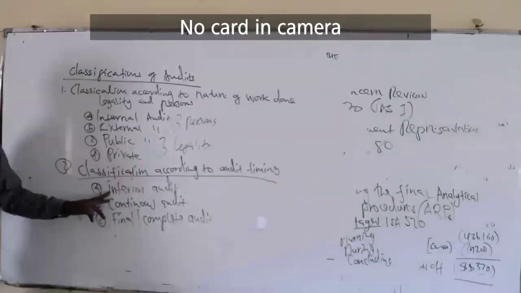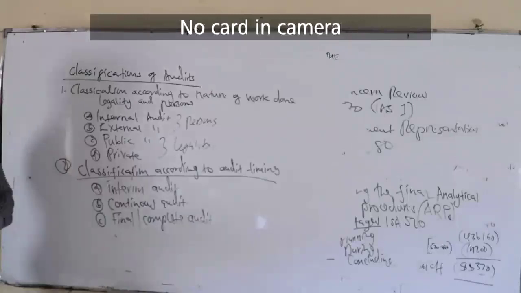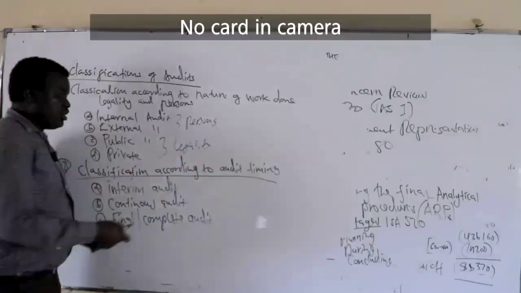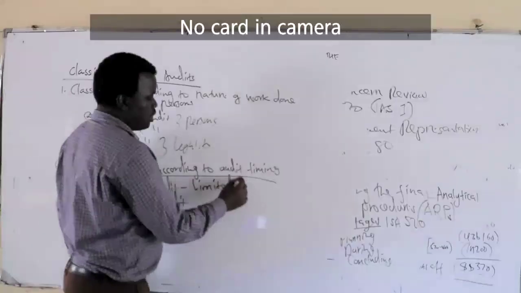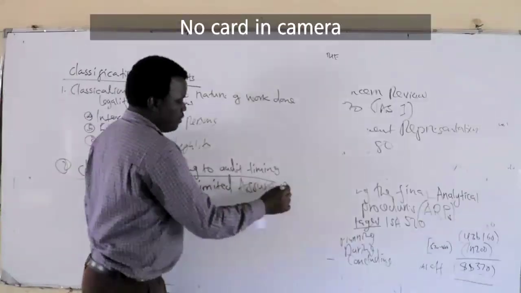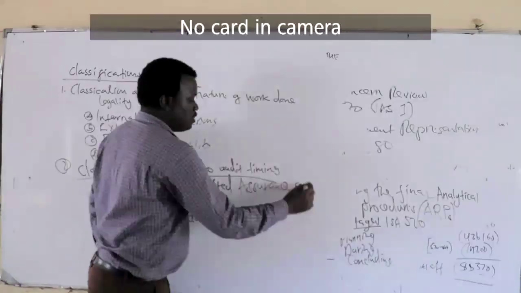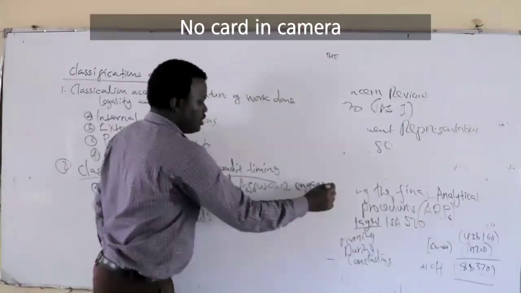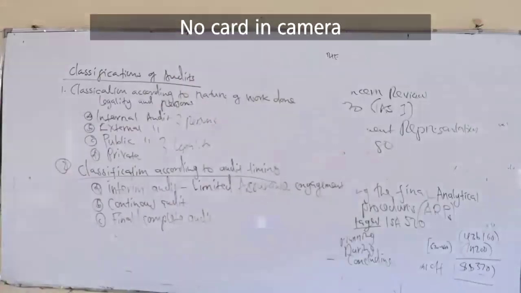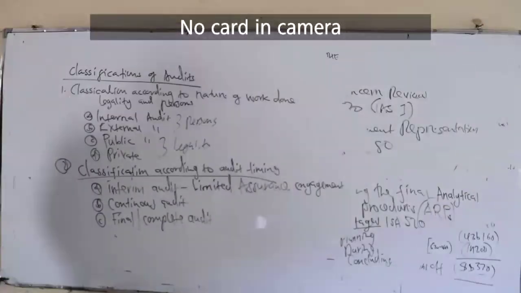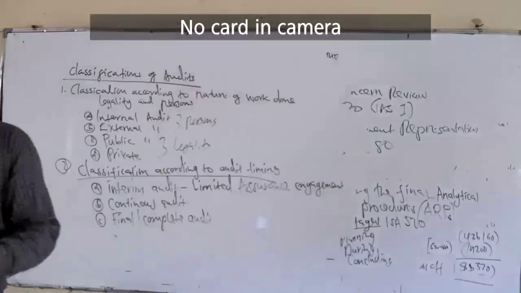So in terms of assurance engagement, interim audit is known as a limited assurance engagement. The interim audit is known as a limited assurance engagement when it comes to the classification of assurance engagements. Interim audits are limited.